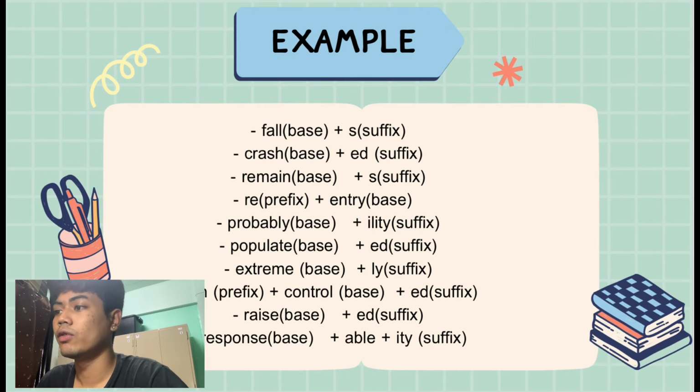Example: fall is a base followed by s as a suffix, crash is a base followed by ed as a suffix, remain is a base followed by s as a suffix, re is a prefix followed by entry as a base, populate is a base followed by ed as a suffix.